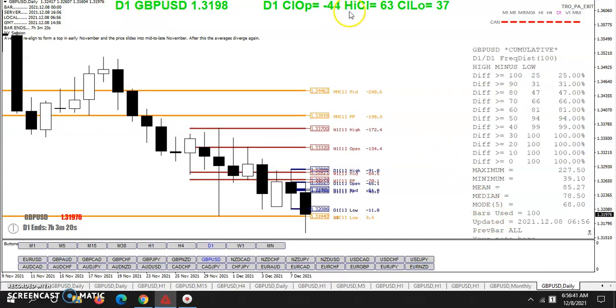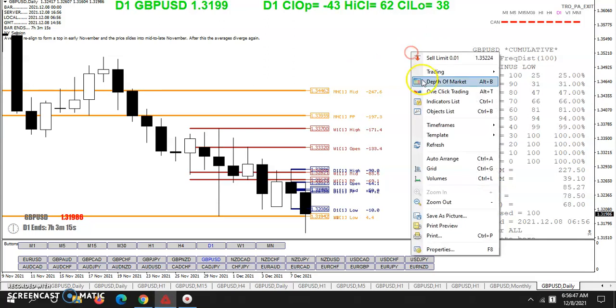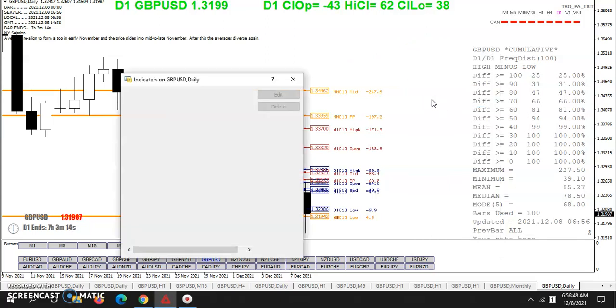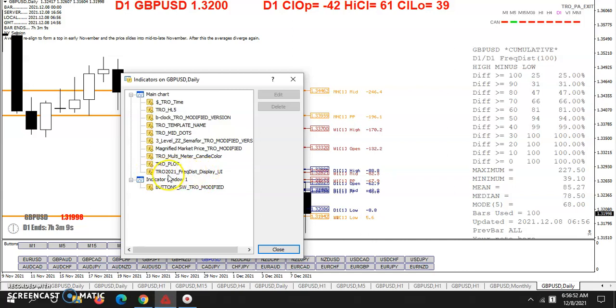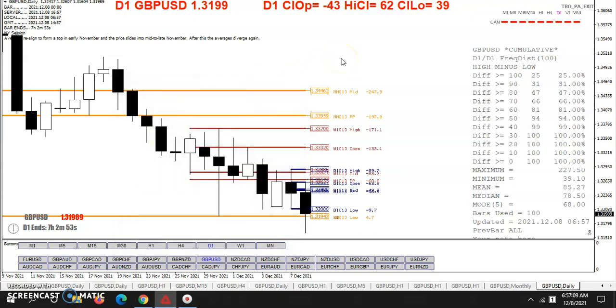So I'm looking at the daily chart, and I'm looking at high minus low, or range. And just so you know what indicators I'm using on this chart, I added the TRO 2021 frequency distribution display. UI means user input, so you can change these numbers. When I first made it, I made it fixed, but since I'm a programmer, anything that the user might want to change, I make an input. That way, as a programmer, I don't have to go back in and change the code. So I made it as flexible as possible.